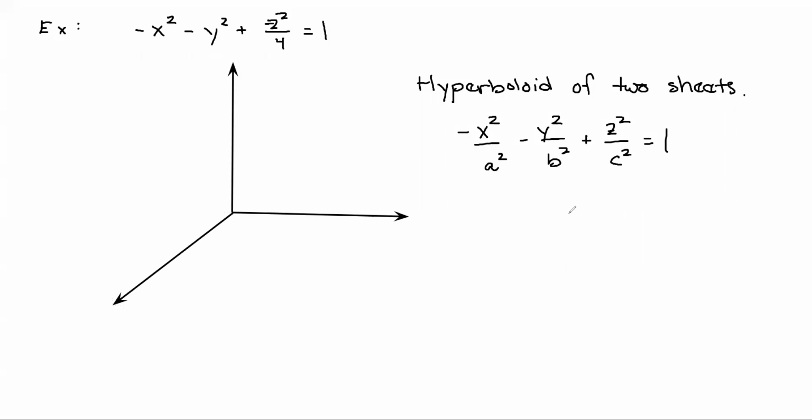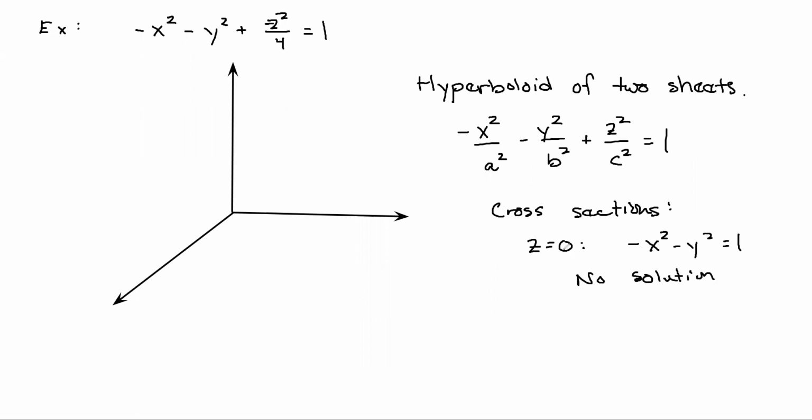And then we can go through and generate our cross sections. So you could start off z equals 0. If z equals 0, then we get negative x squared minus y squared equals 1. Now there's no solution to that. That's not possible. So what does that tell us? At z equals 0, which corresponds to the xy plane, there's no part of the object there. We didn't get a cross section there. There's nothing at that level. If you want to think of the cross section like you're cutting through the object, you went to cut through and you hit empty air.